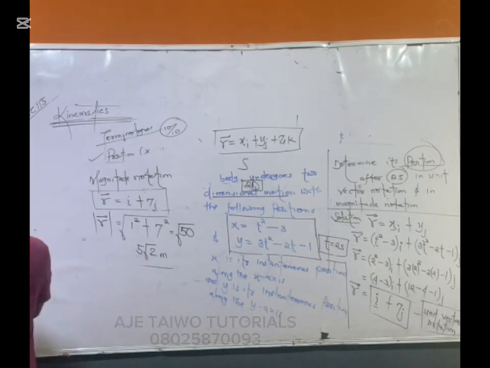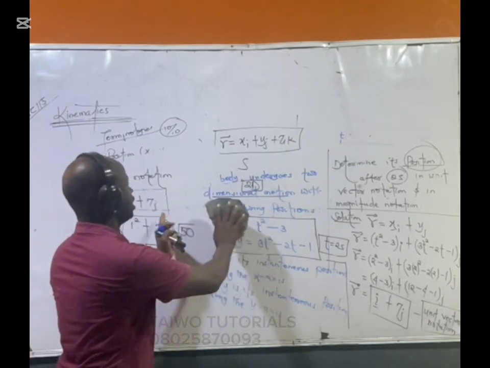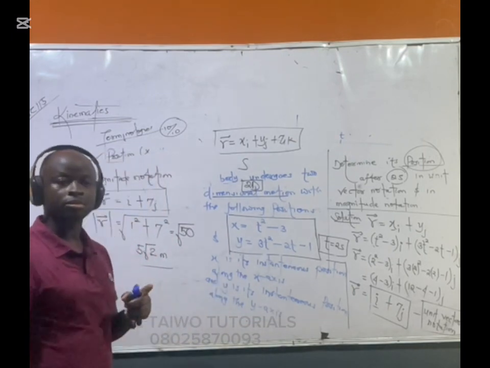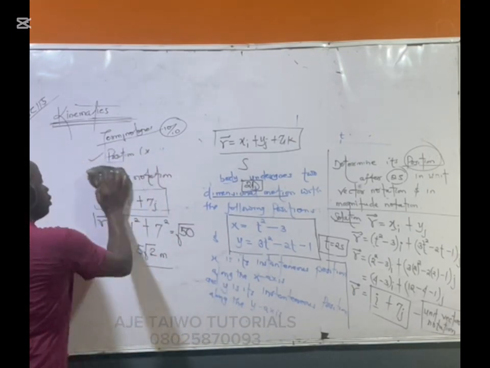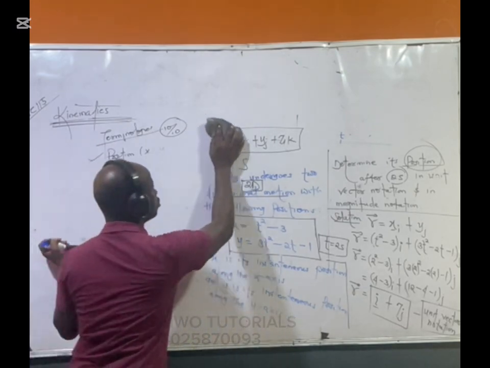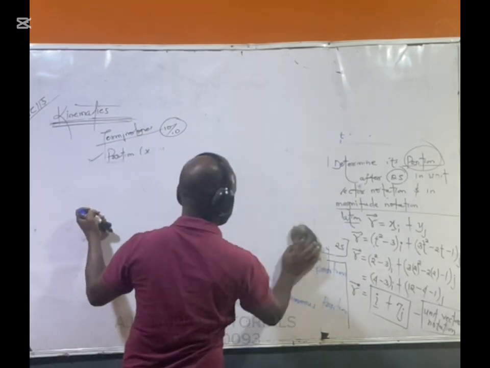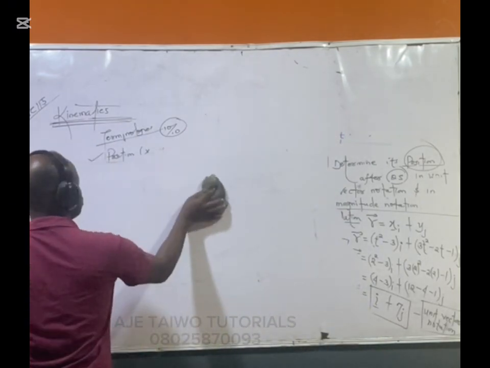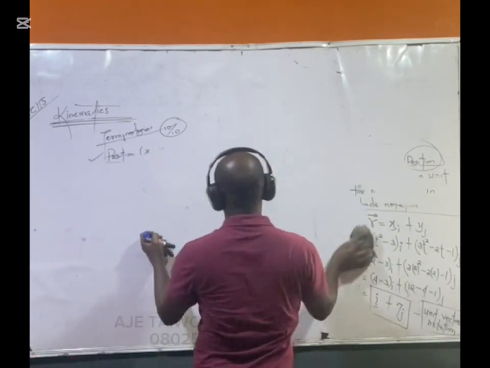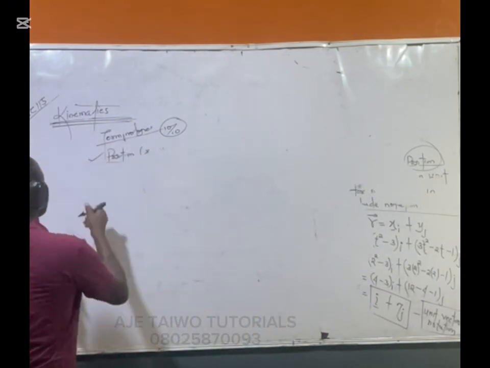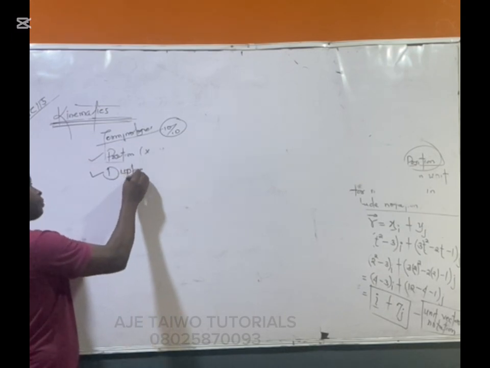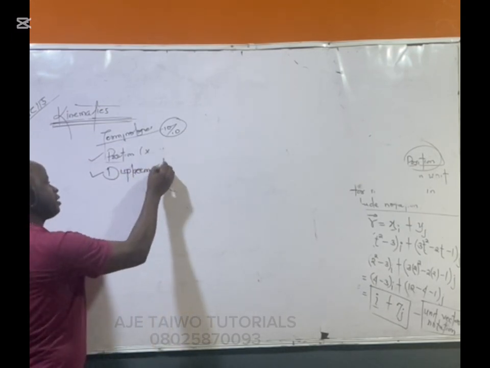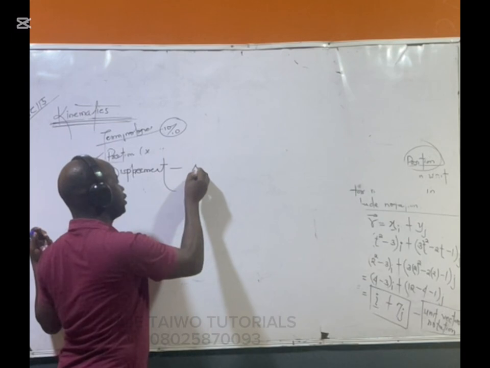Let's go to the next term. Which term have we explained here? Position, sir. Let's go to term number 2, the second term. The second term is displacement, which we can call change in x.